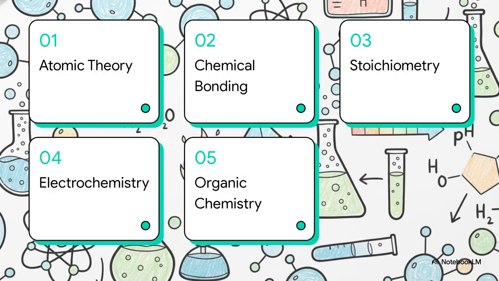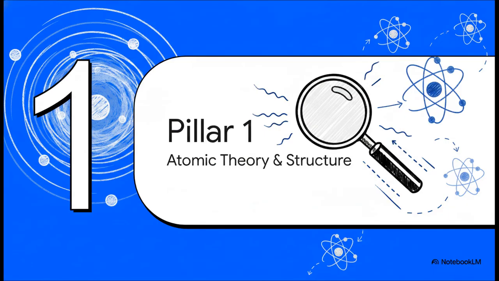So here's our game plan. We're breaking this exam down into 5 fundamental pillars: atomic theory and structure, chemical bonding fundamentals, stoichiometry and solutions, the rules of electrochemistry, and finally, mastering organic chemistry. Once you see how it all fits together, it just clicks. Let's do it. Pillar 1. Atomic theory and structure. We're zooming all the way into the microscopic building blocks of matter.